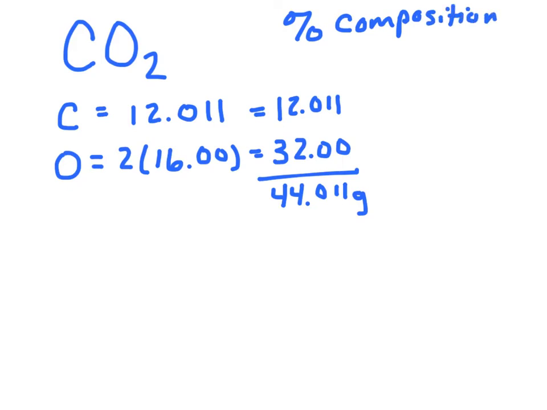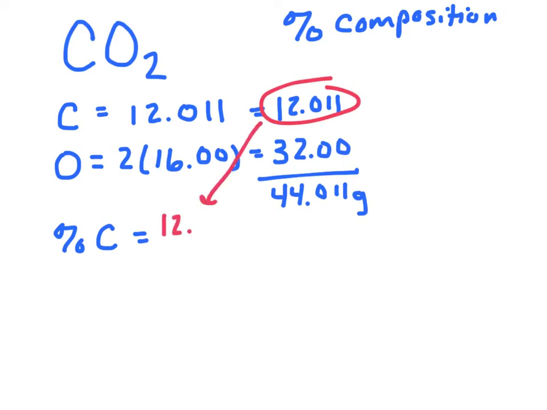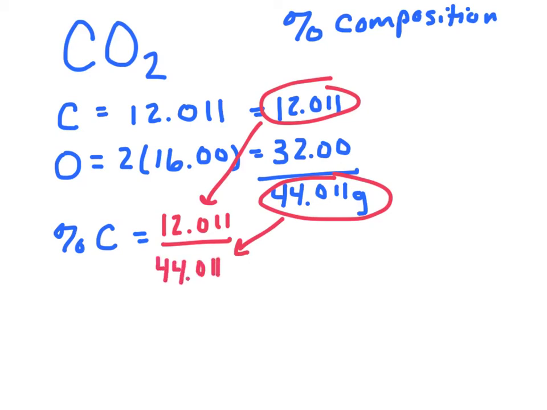If I was to find the percent composition of carbon, I would just take the mass of carbon right here on the top, 12.011, and divide it by the whole, or everything that was added up, 44.011, and then I multiply that answer by 100, and that will give me the percent of carbon. Go ahead and try that.